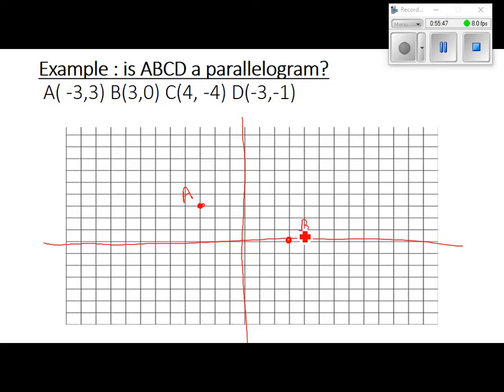Then what? You go over right 4, and then down 4. 1, 2, 3, 4. That's C. Then you go left 3, and down 1. That's D.